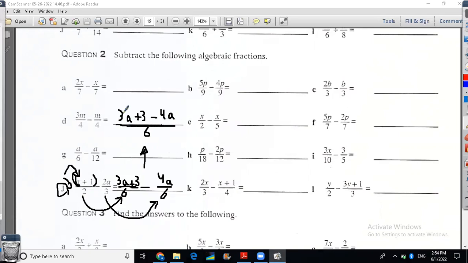How can we do this? I'm going to do the variables with each other here. 3a minus 4a first. I cannot do 3a plus 3. Don't say it's 6a. 3a plus 3, it's not 6a. You cannot even touch them. 3a plus 3 stays the same. So 3a minus 4a, yes. Here is going to be negative a. Don't say it's a. It's negative a.